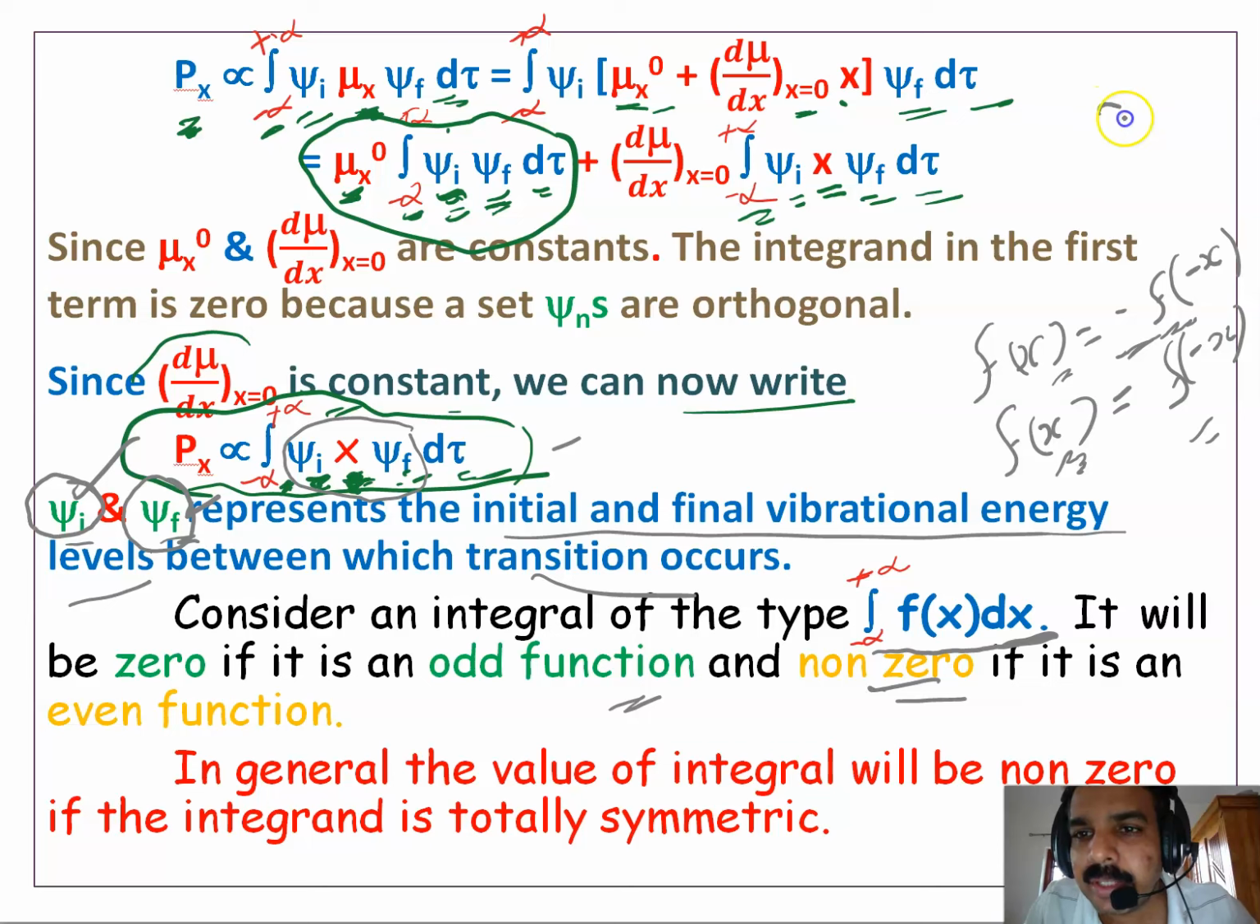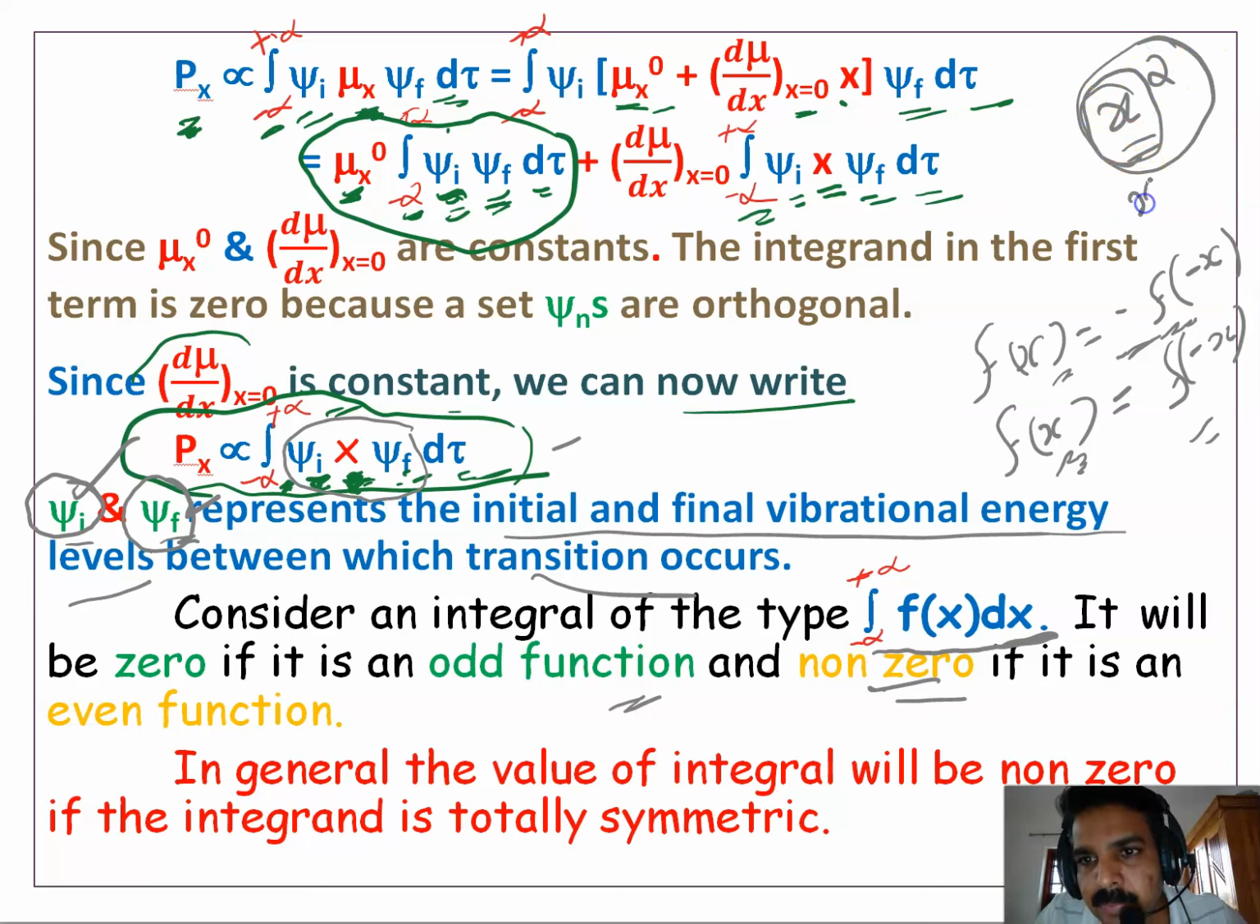For example, x squared is an even function because, if x is equal to minus 2, then minus 2 squared and plus 2 squared are both equal. Therefore, x squared is an even function, but x is an odd function because minus x is not equal to x. And you have studied in mathematics that if f(x) is an odd function, the integral will be 0.